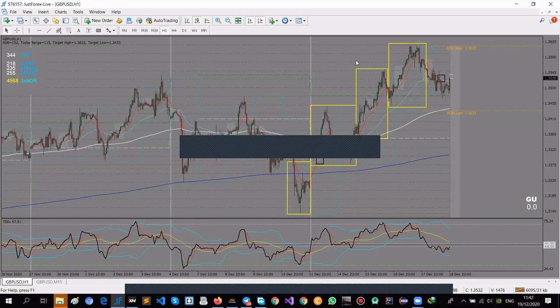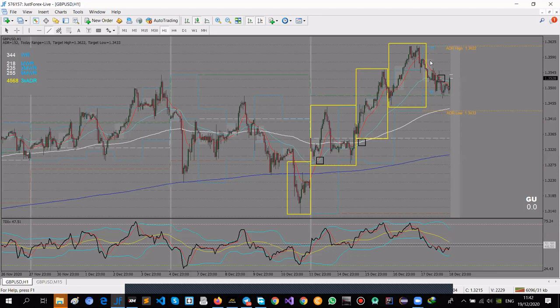So after the cycle was confirmed, we see that the cycle was confirmed. It also broke in market structure. The market structure was also broken.